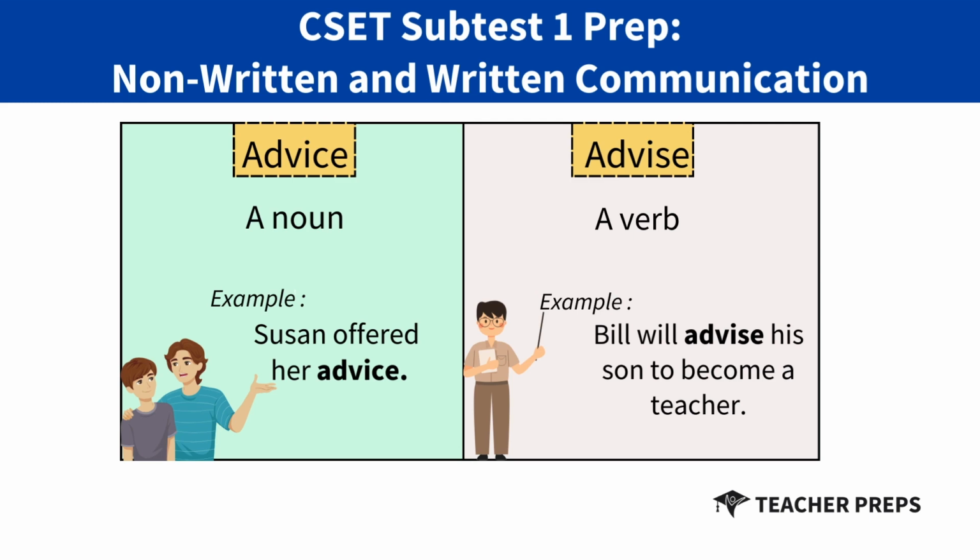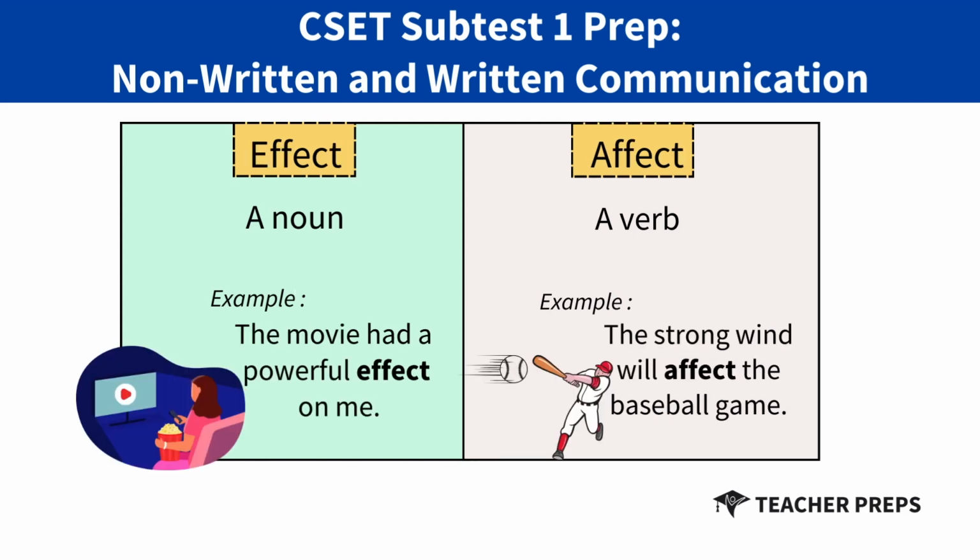For example, Susan offered her advice, whereas a lot of people mix this up. This is advise, which is a verb. For example, Bill will advise his son to become a teacher, of course. And then we have affect and effect.